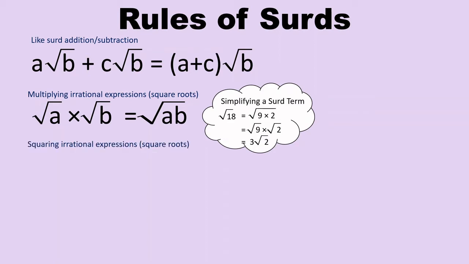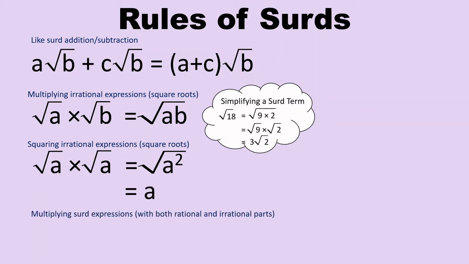We can also square irrational expressions where we're talking about square roots, and you should know that that rationalizes them. For example, if I do square root a multiplied by square root a, multiplying a value by itself gives you that value squared. So that's the square root of a squared. Since squaring and square rooting are opposite operations, if I square something that's being square rooted, those operations cancel each other out, and I'm left with just a.